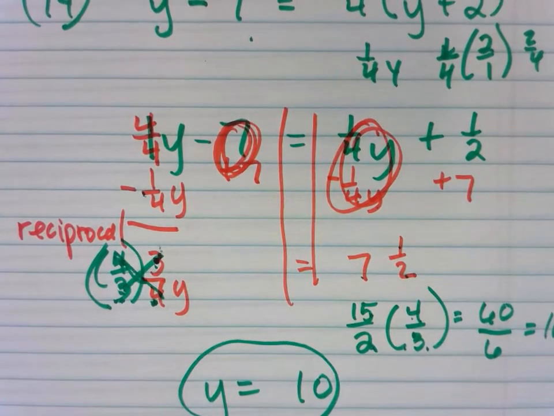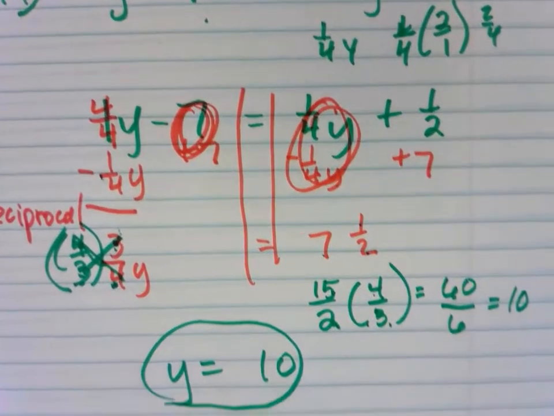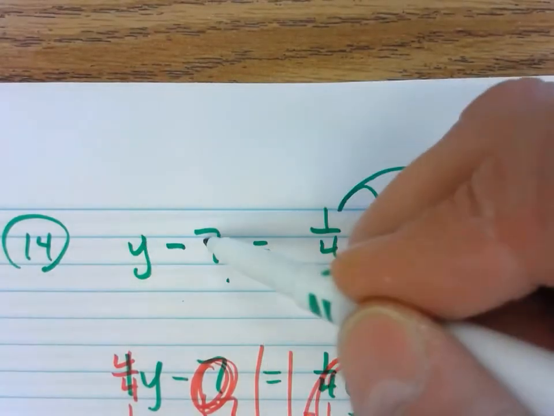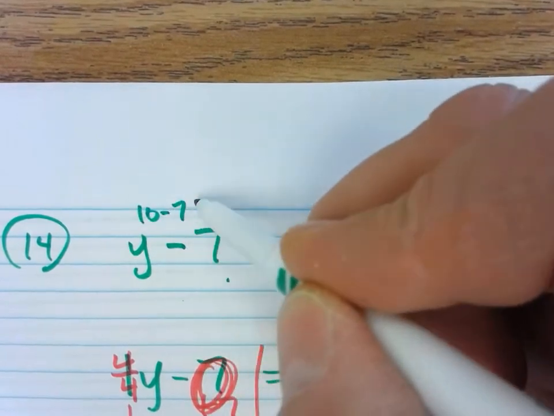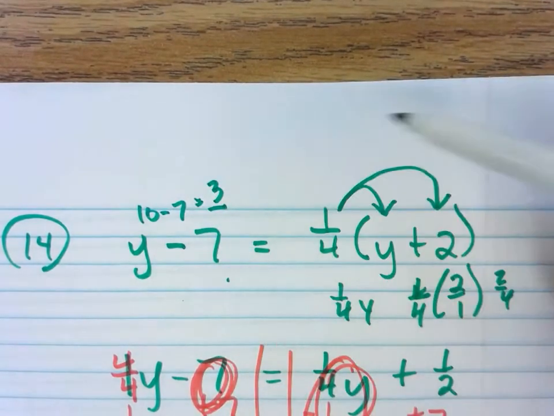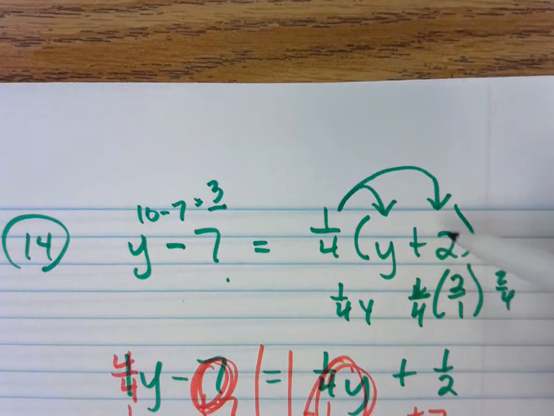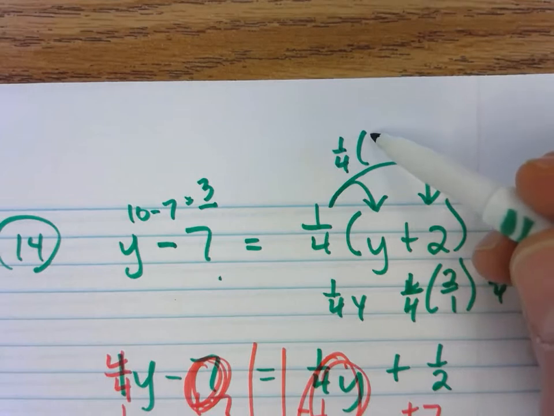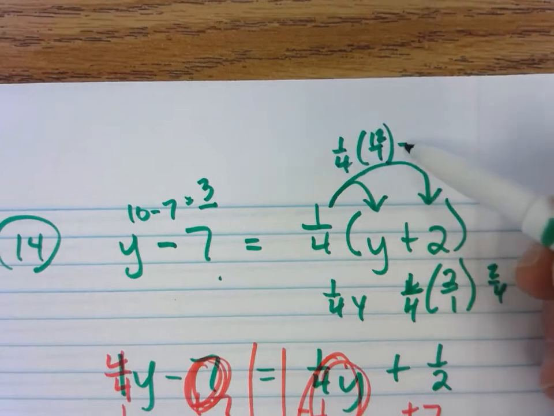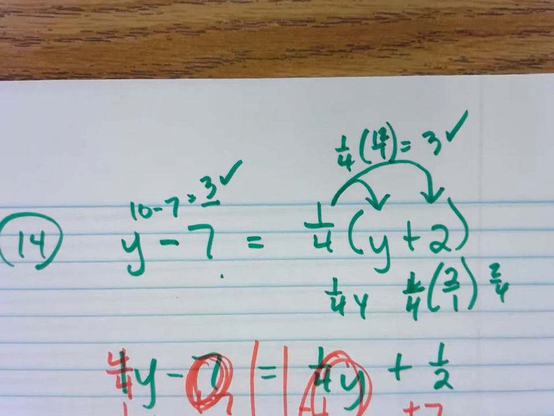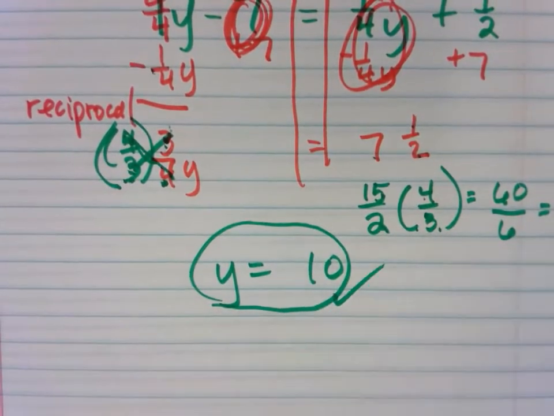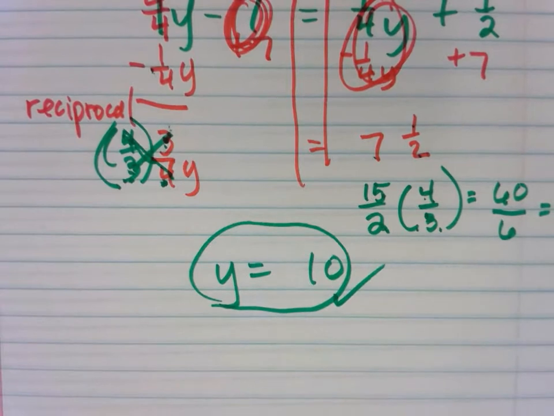Hey, you want to see if we got this right? Okay, let's take that 10 we got right there, and let's stick it up here and check it out. So that would be 10 minus 7. What's 10 minus 7? Hey, that's 3. Over here, if I do 10 plus 2, that would be 12. What's 1/4 of 12? I guess what that is. That's also 3. So I got 3 over there, and I got 3 over there. That means that that 10 right there has got to be right. Ding!